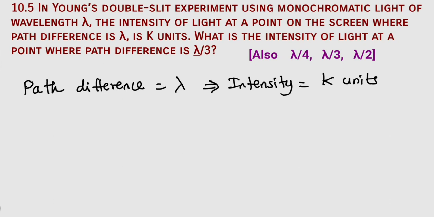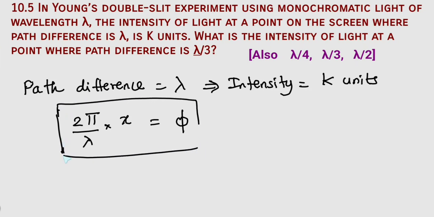See, first of all, to find the intensity, you want to know the phase difference. But here in this problem, only the path difference is given. So you know the formula which connects path difference and phase difference. Let me write it. So 2 pi by lambda into path difference will give you the phase difference. So this is the formula which connects phase and path, where x is the path difference. So 2 pi by lambda is the multiplier which will give you the phase difference.